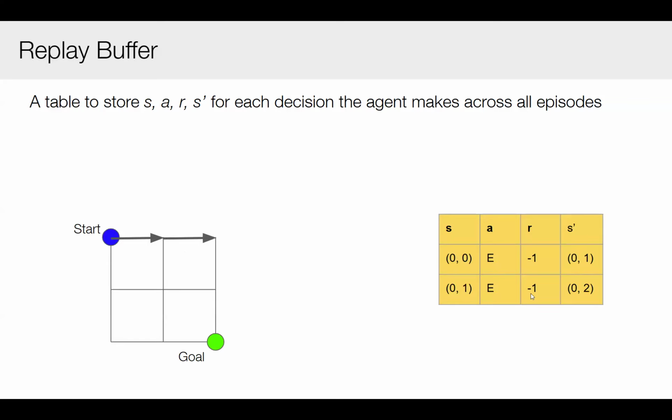If we were to keep following this, it's the same exact principle: the state we started at, the action we took, the reward we got, and the state we ended up at. Same principle. And on the next episode, if you were to move down, that'll just get added again to the end of the replay buffer. That idea makes sense? Cool.